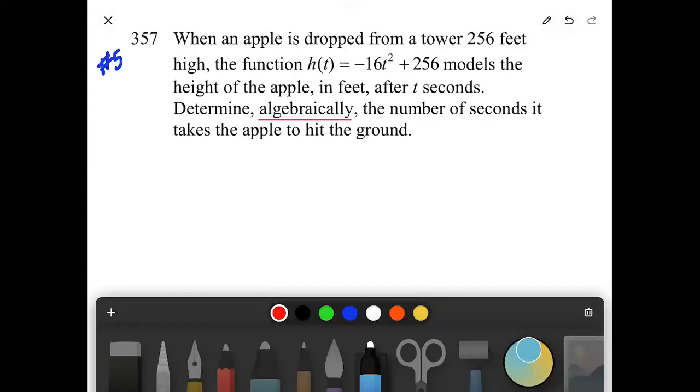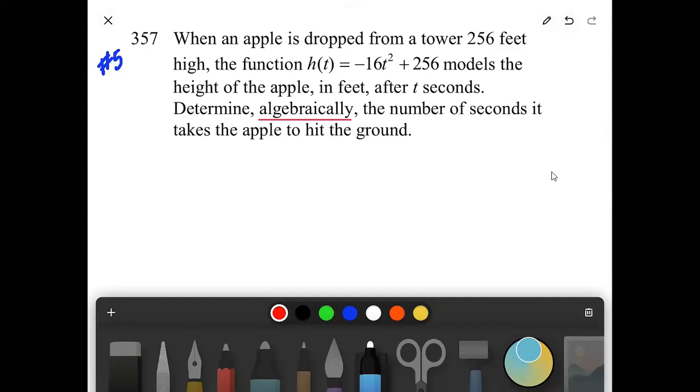This is problem number 5 from the quadratic formula playlist. I wanted to include this one because I wanted to show you, even if you have word problems with quadratic equations in them, and if they ask you to do it algebraically, you've got to use the quadratic formula in order to get the full credit. So let's read this question, and I want to show you exactly how you should do it.